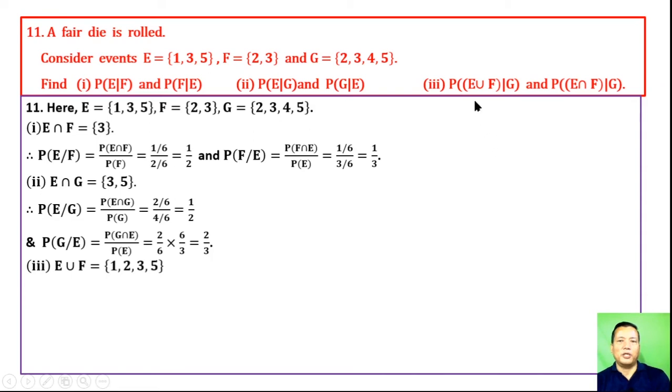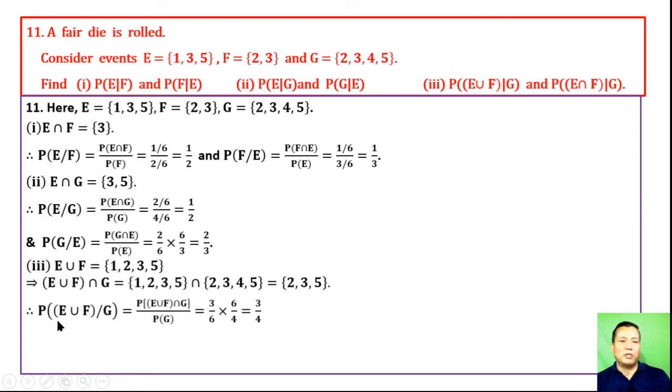For Roman number 3, E union F is 1 2 3 5, and the intersection with G is 2 3 5. Therefore P of E union F by G, by the formula, is 3 by 6 over P of G, which is 4 by 6, so it is 3 by 4. P of E intersection F by G is 1 by 6 into 6 by 4, which is 1 by 4.